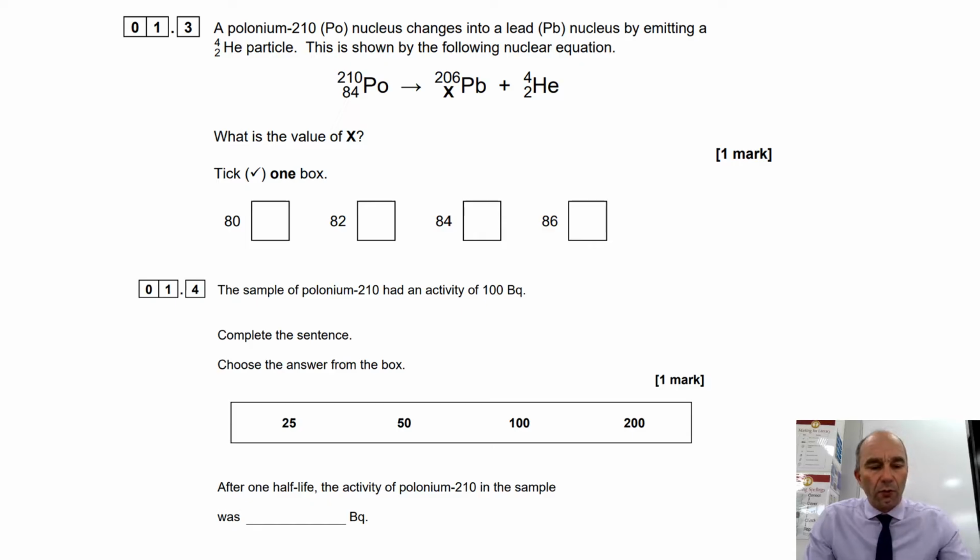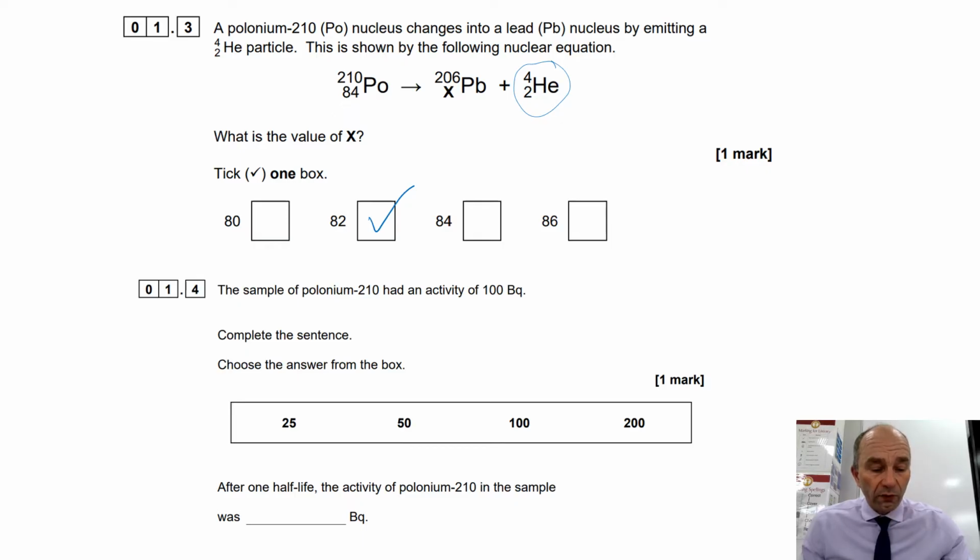Question 1.3. We've got a polonium-210 nucleus, breaks down into a lead nucleus by emitting the alpha particle, and it's shown by the nuclear equation. What is the value of X? Now, you've got to remember that this is being emitted from the nucleus, so we're losing a mass of 4, so we can see that it goes from 210 down to 206, which means that we've got to take 2 off the bottom number, so we're losing 2 protons, which means that we're going from 84 down to 82. So again, there's only one possible answer there.